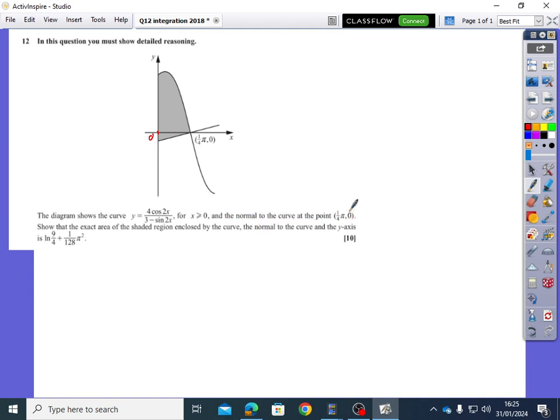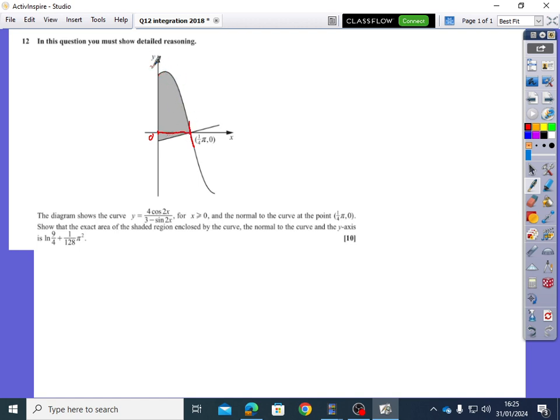The normal to the curve at that point, so this is the normal. So show that the area of the shaded region enclosed, so the curve and the normal to the curve, is this. Okay. So before I start, that's the normal, so there must be a tangent here. Okay, right, so first thing first is let's work out the area of this region, which is above the axis.